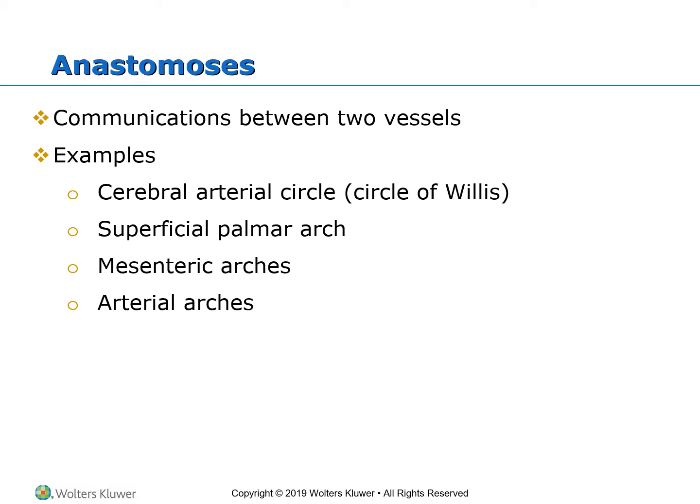We have the cerebral arterial circle or the circle of Willis. I will describe this in the next slide. We have the superficial palmar arch where the radial and ulnar arteries are joining together and communicating. And we have the mesenteric arches that we see at the level of the mesentery as communications between the superior and inferior mesenteric arteries. Similar to the superficial palmar arch, we have the arcuate arteries at the level of the foot.